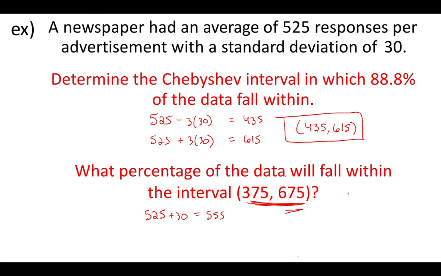That's not it. So you do 555 plus 30. That gives you 585. Nope, that's not it. 585 plus 30 gives you 615. That's not it. 615 plus 30 is 645. Not it. 645 plus 30 gives you 675. So I added 1, 2, 3, 4, 5. So this would be 5 standard deviations.